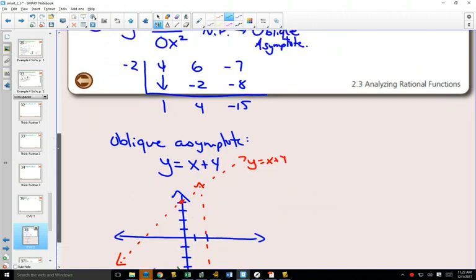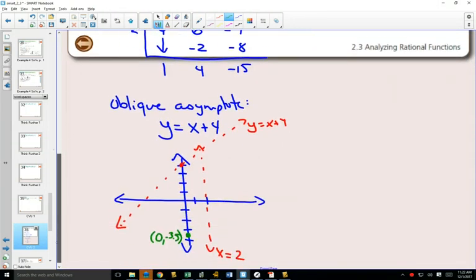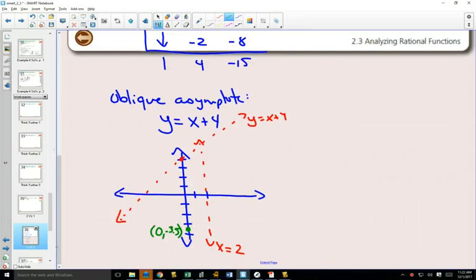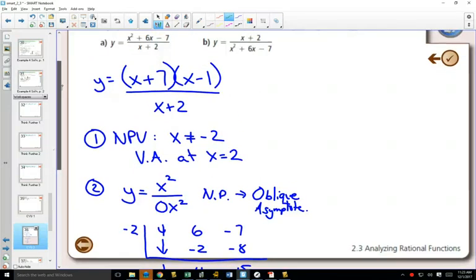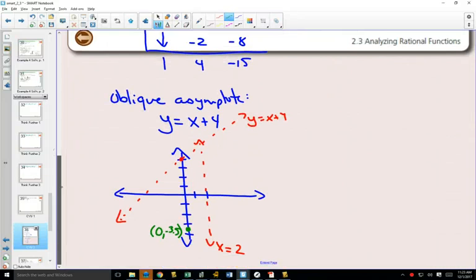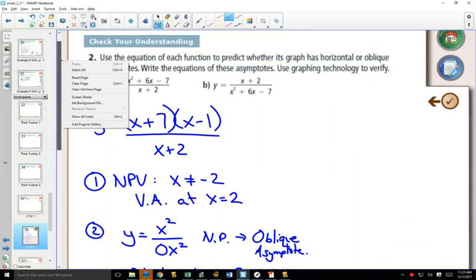Some other points that are easy to label, since you were able to factor the top, you can find your x-intercepts easily. X-intercepts are when y is 0. A fraction is only equal to 0 if the numerator is equal to 0. So can you see that at 1 and at negative 7, it's going to be equal to 0. So if I go down to my graph, 1 and negative 7. Negative 7 won't be on the other side of the asymptote. Did I? Positive 1? I'm not happy with something here. Did we factor it wrong? Factoring looks good.